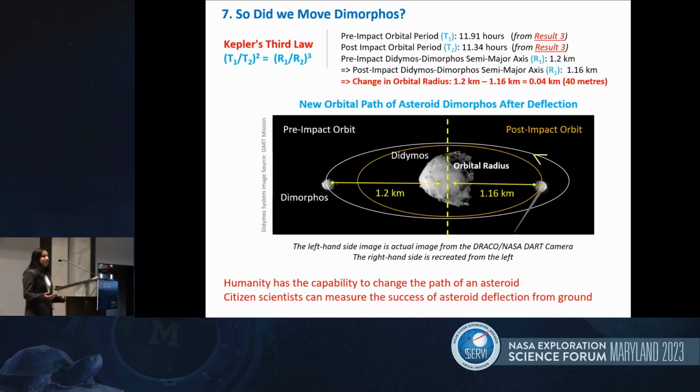So now is the big question. Did we actually move Dimorphos? And the answer is yes. After measuring the 35-minute decrease in the mutual orbital period of Dimorphos, and by applying Kepler's third law, I was able to find that a 40-meter reduction in the orbital radius of Dimorphos happened, proving that deflection was in fact successful.